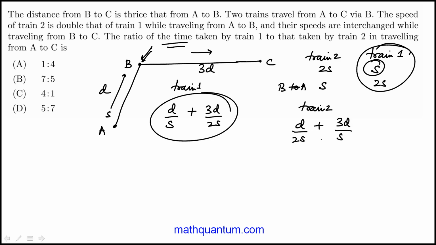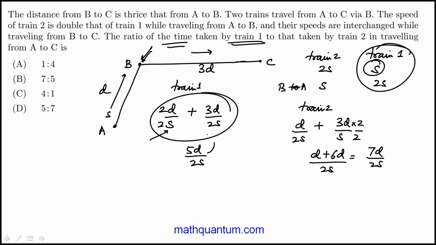And now I have to take a ratio. So I'll first add these algebraically, common denominator, so multiply this by 2 over 2, so that becomes 5D over 2S. Here, I'll multiply it again, 2 over 2, so this becomes D plus 6D over 2S, or 7D over 2S. Go back and read this carefully.